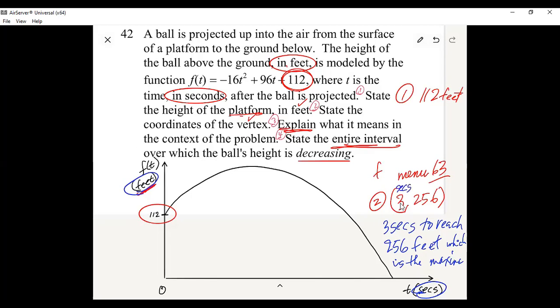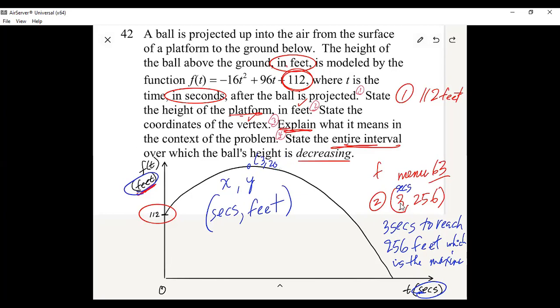3 seconds. Now, here's the thing that you guys should be able to do. You know the x is measured in seconds. You know the y is measured in feet. So anything that you get like this, 3, 256, you just say 3 seconds, 256 feet. That's the interpretation. Now we got one more thing to do.